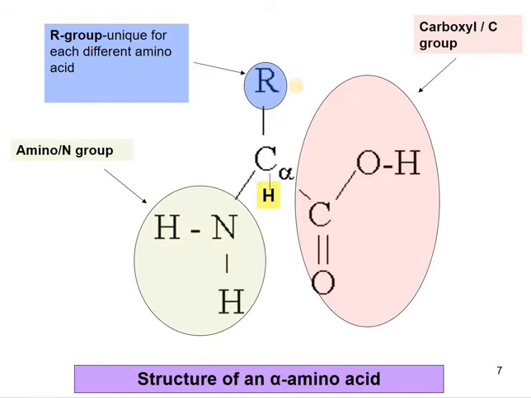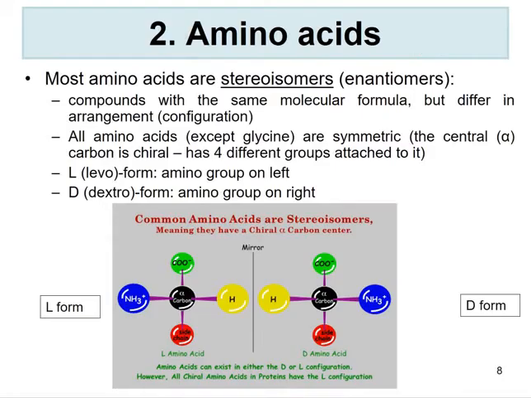The R group is unique for each and every different amino acid. The R group is the face of the amino acid. Like I had mentioned earlier, there are 20 different amino acids. The way we differentiate those amino acids is by looking at the R group. So let's talk more about that.